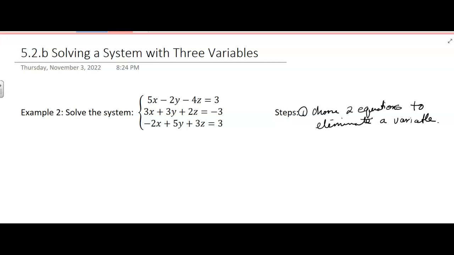Okay, so I'm going to pick 2 equations. I'm going to pick the top 2 equations. Now, you could pick the top one and the bottom one, or the bottom 2 equations, but we have to eliminate a variable. Just look at them and see, what variable do I think would be best to eliminate? Some people would say X, some would say Y, some would say Z. I'm going to eliminate Z, okay?